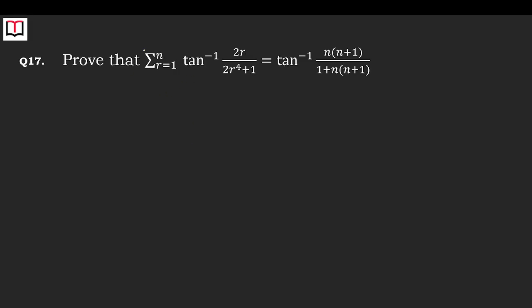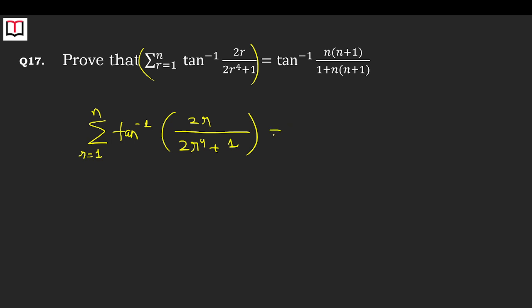Now moving to the last question, we have to again prove it, and this is the same kind of question where we have to break it as a difference of two terms. The only thing is, why did I take it? Because it took some time for me to break it as a difference of two terms. So what I did that day was, I did something. Again, I have to think.